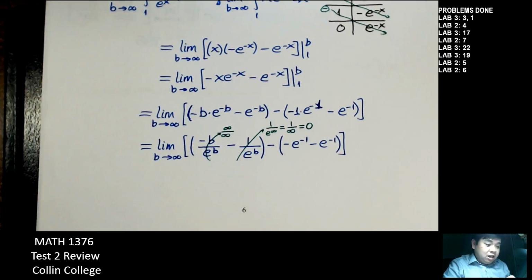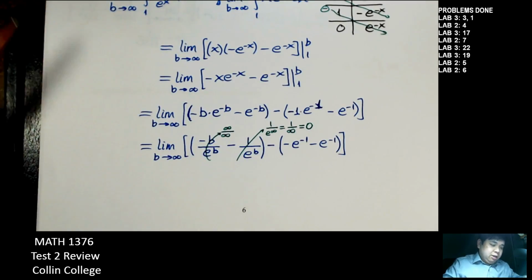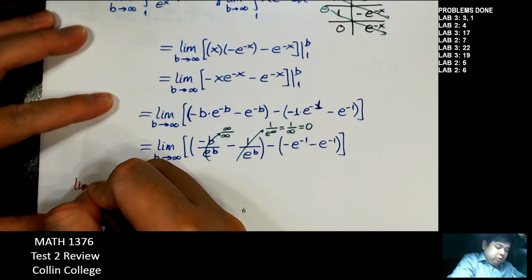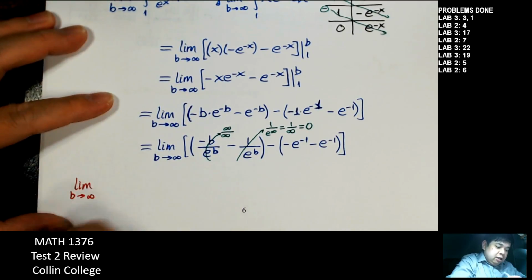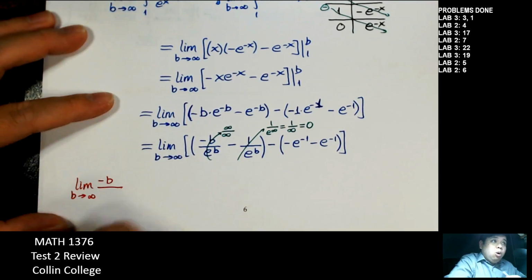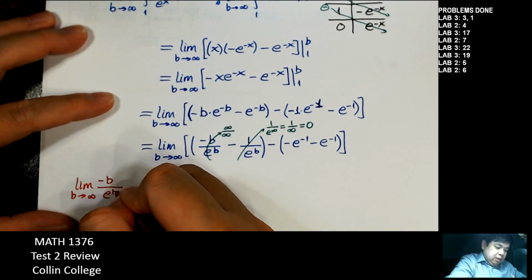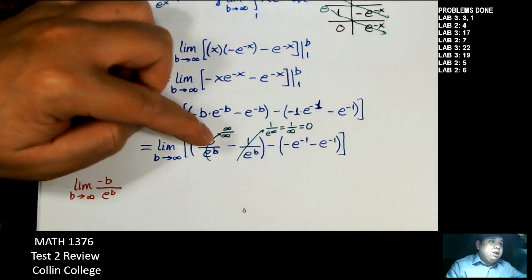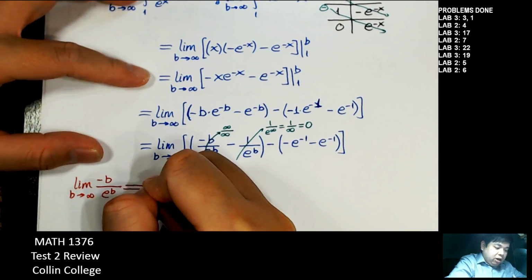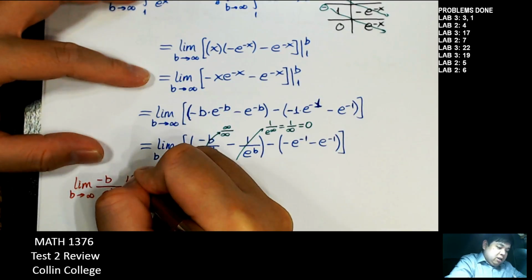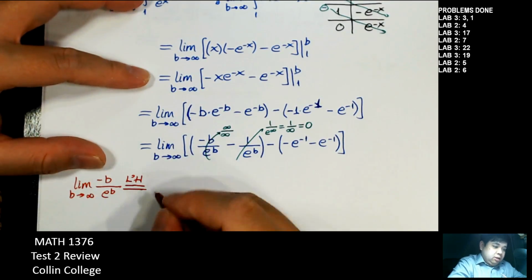calculus 1, where we do something like this. So now we're interested to find the limit when b goes to infinity of negative b over e to the b. Right. Clearly we have infinity over infinity. One of the ways to do that is the L'Hopital rule.